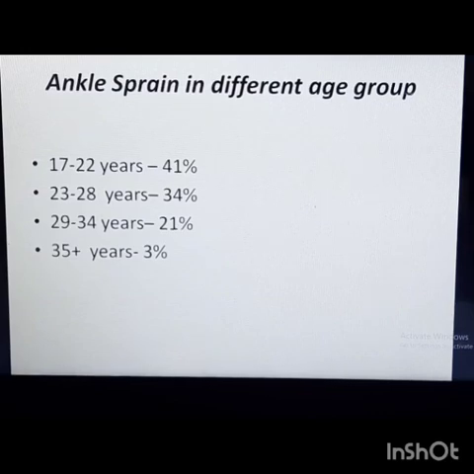Between 17 to 22 years of age, the incidence of ankle injury is around 41%. In the current study they found the maximum injuries in this age group, that is 41% of injuries happened in the 2 consecutive seasons in English football players, 41% in 17 to 22 years of age, 23 to 28 34% injuries, 29 to 34 years of age 21% injuries, and 35 plus is 3% injuries.